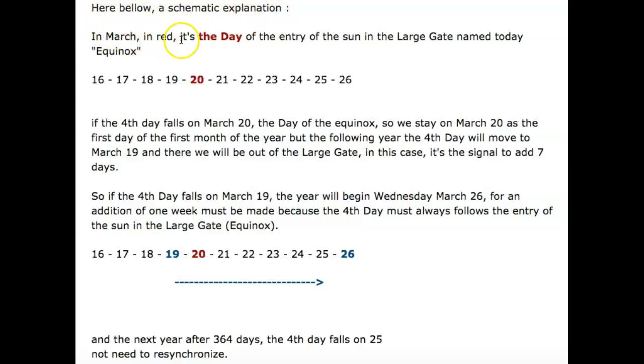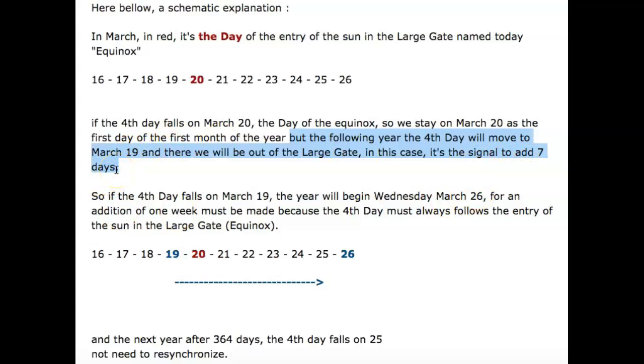In so-called March, in red, it's the day of the entry of the sun and the large gate, named today as the equinox. And we know on the equinox, according to the book of Enoch, this is the 364th day. If the 4th day falls on March 20th, the day of the equinox, so we stay on the 20th as the first day of the first month of the year, but the following year, the 4th day will then move to March 19th, and it will be out of the large gate, so then it's the signal to add 7 days, and this cycle keeps going.